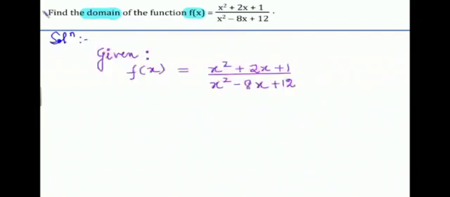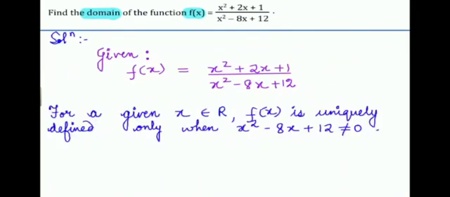Now this is a very good question. Find the domain and range of the function f of x is equal to (x square plus 2x plus 1) divided by (x square minus 8x plus 12). So now what is the domain? Domain means the set of all possible values that you can put in place of x between minus infinity and infinity. So for a given x belonging to R, f of x is uniquely defined only when x square minus 8x plus 12 does not equal 0.